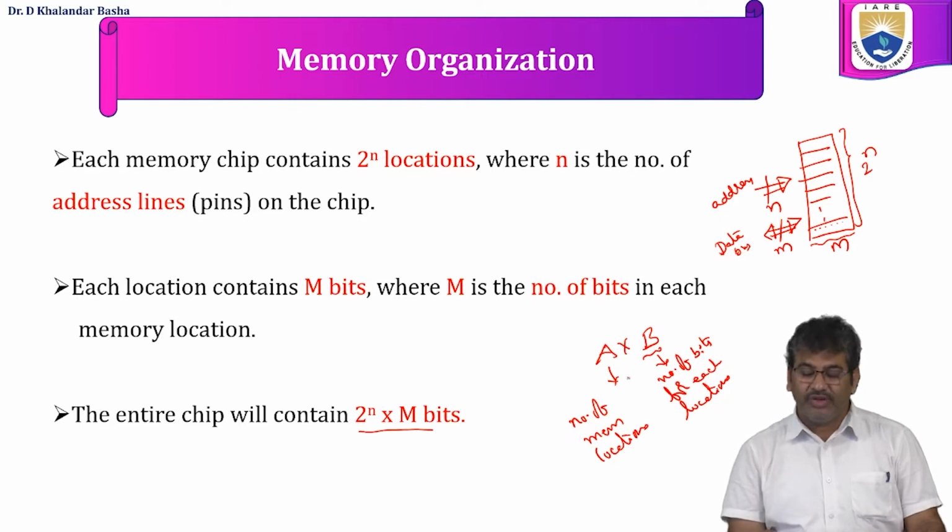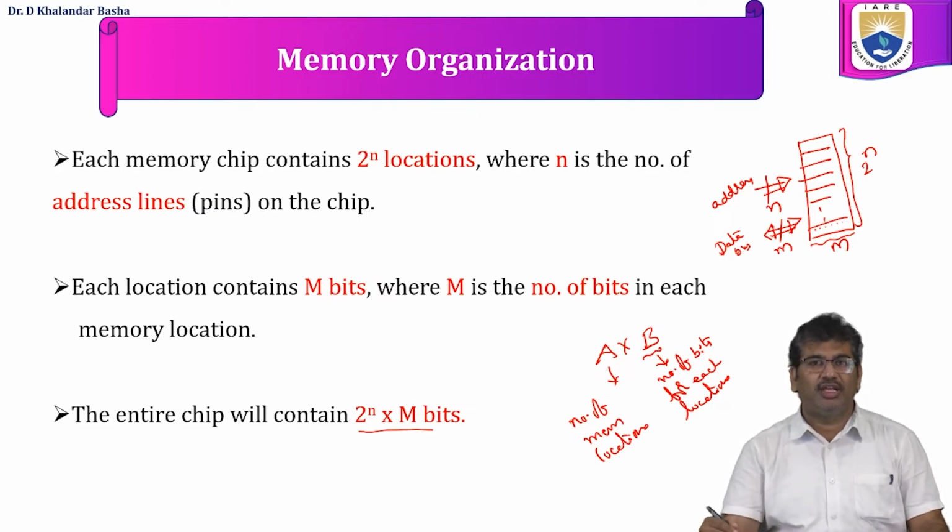Every memory is represented with 2 parameters. The first parameter, A, represents how many memory locations are there in the memory. The second parameter, B, specifies the number of bits which we can accommodate in each and every memory location. So the size you can take as 2 to the power of n into m in this example.